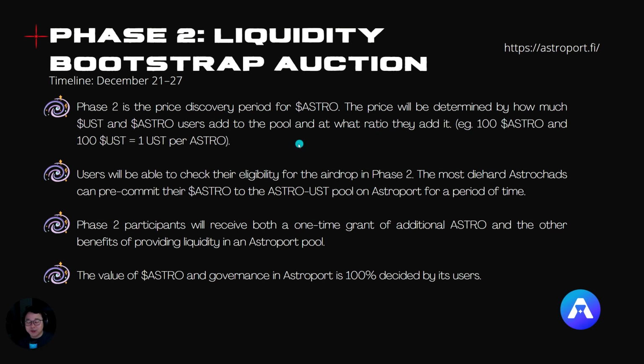And as they add onto the Astro UST pool, the price of Astro changes, and we will see what the free market decides is a fair value for the Astro token. So this is a pretty interesting model, which is similar to the LBPs from Balancer, but it's two-sided, where the Astro token owners will also decide on what they feel is the fair value of Astro, as well as the people who are buying Astro. Additionally, if you participate in this liquidity bootstrapping auction, you do get a one-time grant of additional Astro rewards for participating in this first-of-a-kind event.